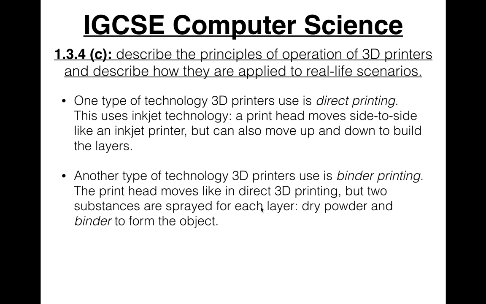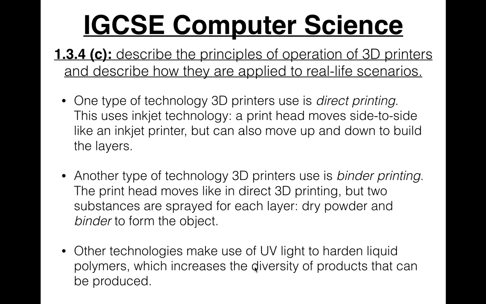Another type of technology 3D printers use is binder printing. The printhead moves like in direct 3D printing, but two substances are sprayed for each layer. There's the dry powder and the binder, which is a type of glue to form the object. And there are also some other technologies which make use of UV light to harden liquid polymers, and this increases the diversity of products that can be produced. You don't need to know much about that, just know that there are other technologies and UV light.